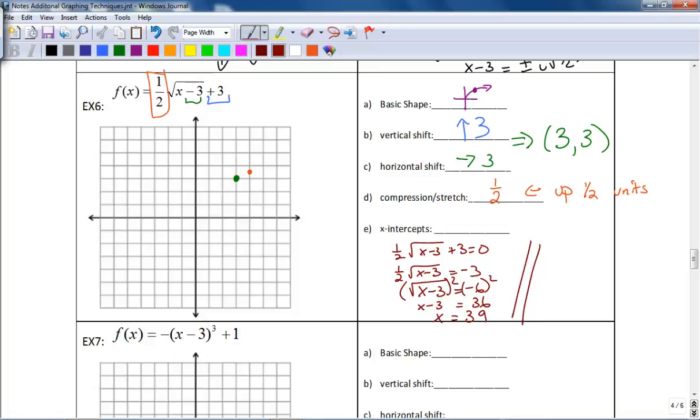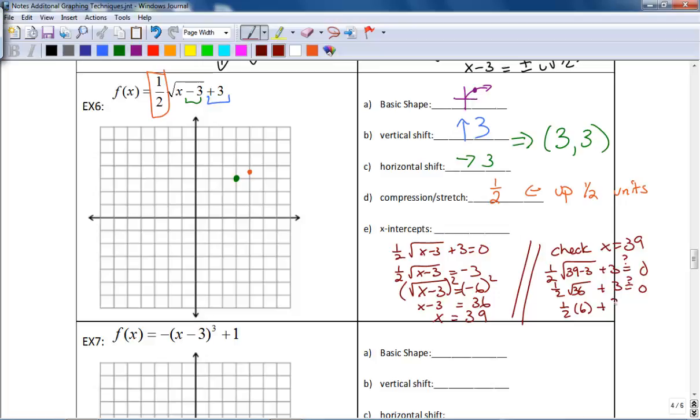Alright, but this is a square root function, and I know that I need to check those, so let's check x equal 39. Well, if I plug it in, 1/2 times the square root of 39 minus 3, plus 3, is that actually going to give me 0? Because we have to go back into this one. Well, let's see, I don't know. Half of, 39 minus 3 is 36, plus 3, is this going to give me 0? Half of the square root of 36, so the square root of 36 is 6.